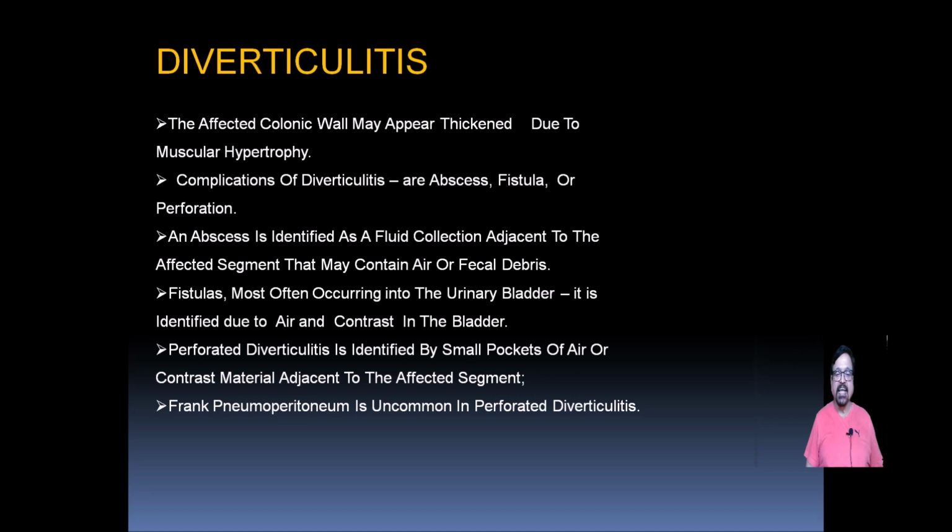Abscess is identified as a collection adjacent to the affected segment that may contain air or fecal debris. So different varied content will be there. In the outpouching, there will be air and there can be fecal matter or otherwise. Fistulas most often occur with the urinary bladder. It can have a fistula tract up to the urinary bladder, identified by air and contrast in the bladder, and the history will also be very characteristic. Perforated diverticuli are identified by small pockets of air or contrast material adjacent to the affected segment. Frank pneumoperitoneum is uncommon in perforated diverticulitis.